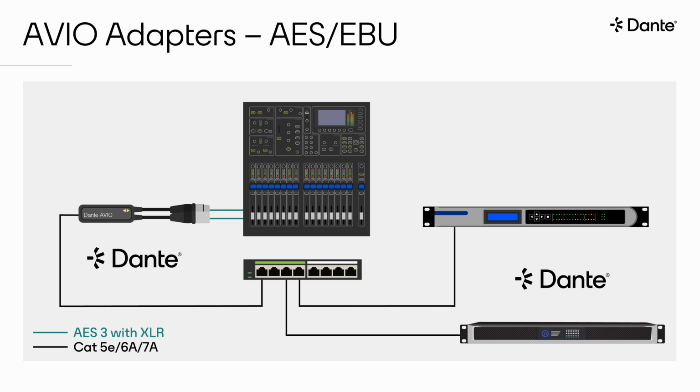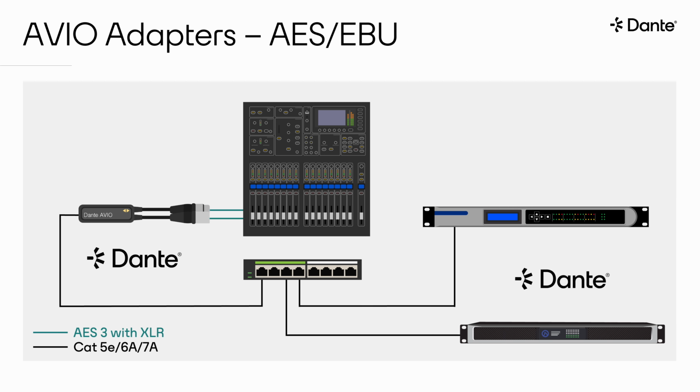In the digital domain, there is a very useful adapter for when you have AES/EBU signals that you want to convert to and from Dante. The 2-channel bidirectional AVIO AES3 adapter can be used when you have signals from mixers, DSPs, power amplifiers, microphone preamps, or recorders, as shown in this diagram.